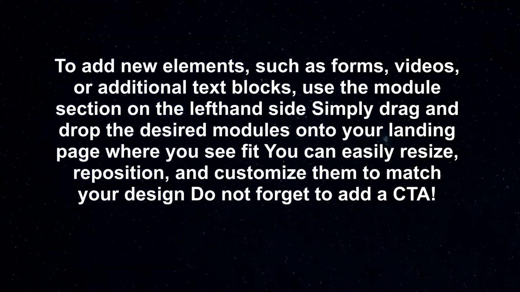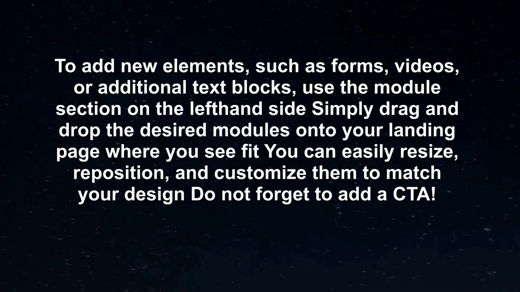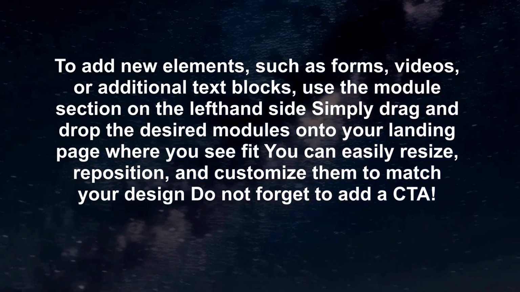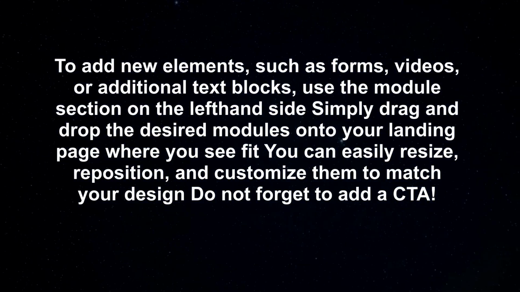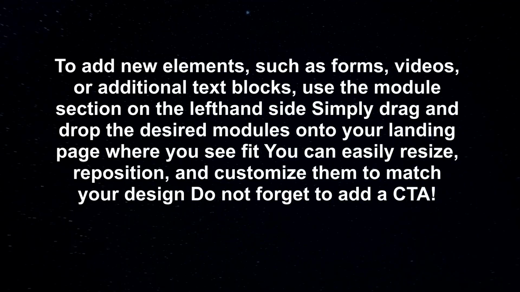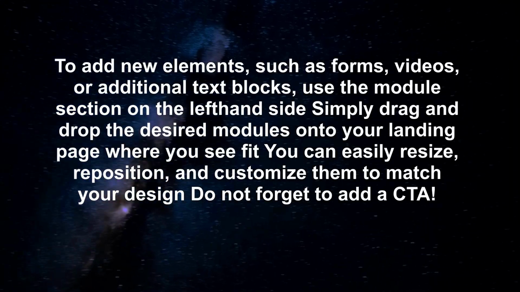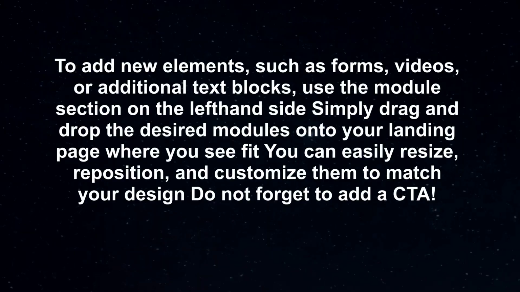To add new elements such as forms, videos, or additional text blocks, use the module section on the left-hand side. Simply drag and drop the desired modules onto your landing page where you see fit. You can easily resize, reposition, and customize them to match your design. Do not forget to add a CTA.